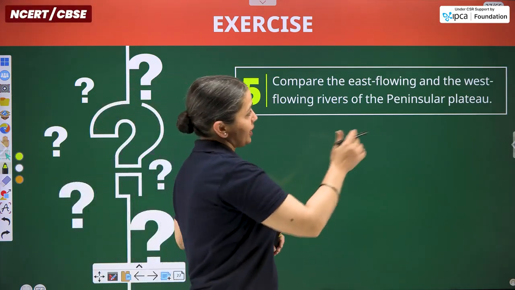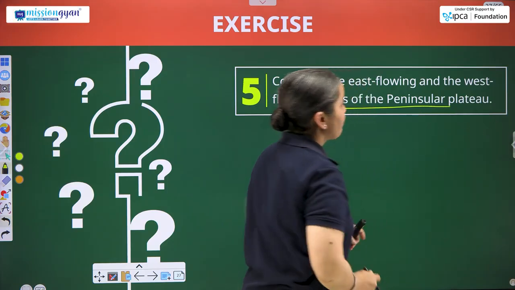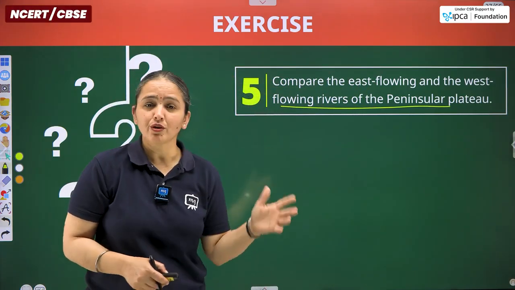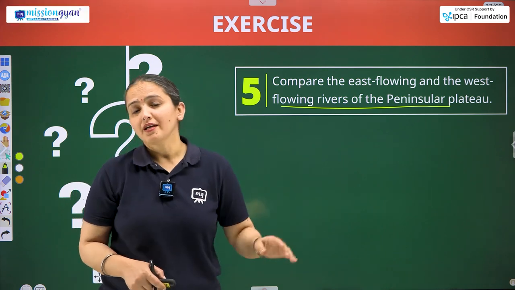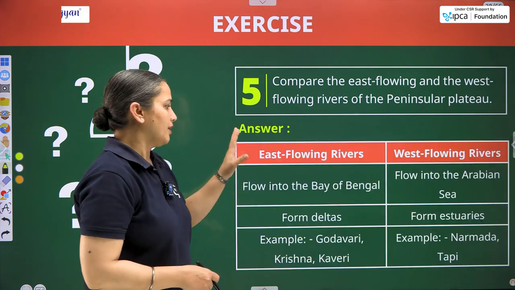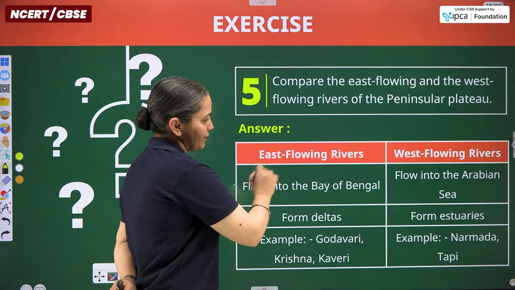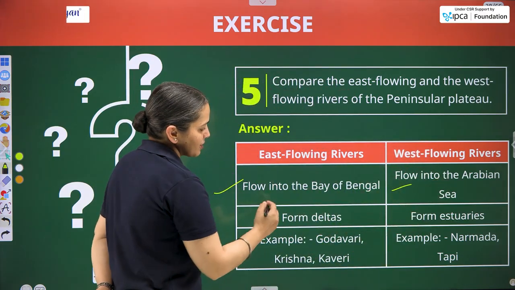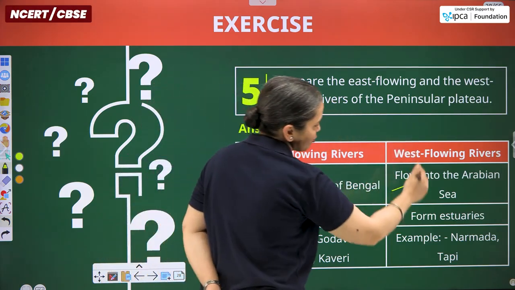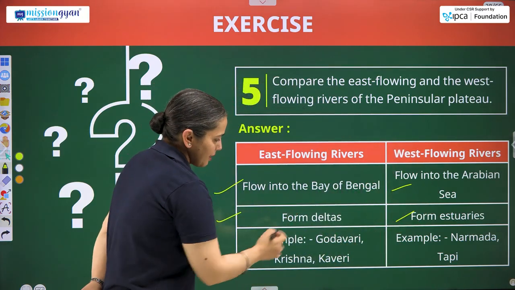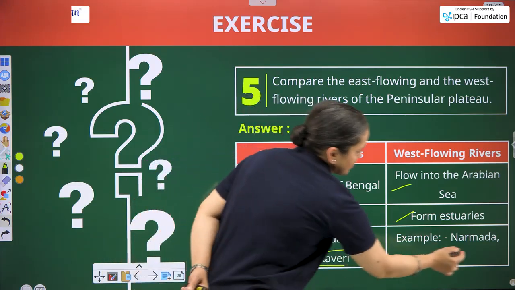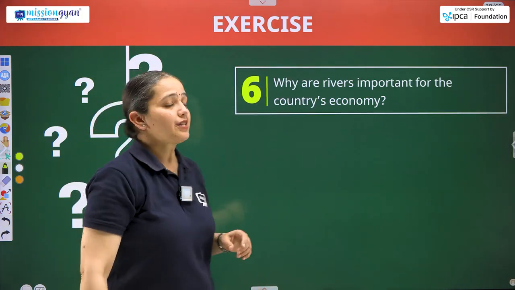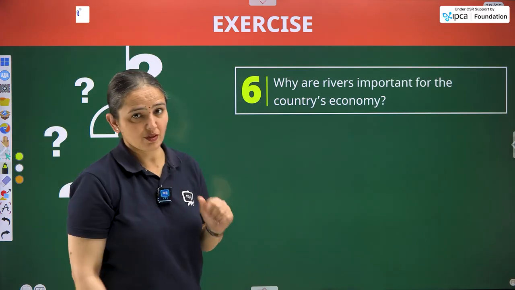Compare the east flowing and the west flowing rivers of the peninsular plateau. West flowing are two only, Narmada and Tapi. The rest four, Godavari, Krishna, Kaveri and Mahanadi, are the east flowing rivers. So let's compare them. East flowing rivers flow into the Bay of Bengal and the west flowing rivers flow into the Arabian Sea. East flowing rivers form deltas, while west flowing rivers form estuaries. Examples, the names I have already stated in both the parts. So that is all about this comparison of east flowing and west flowing rivers of the peninsular part.